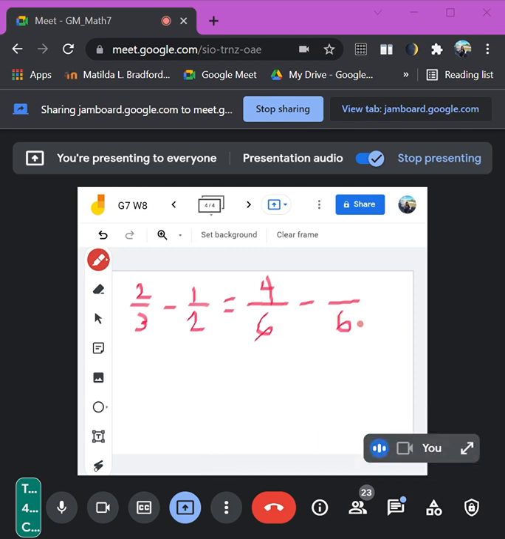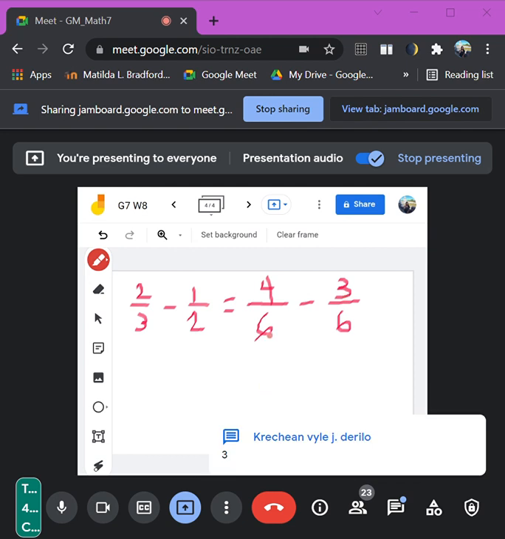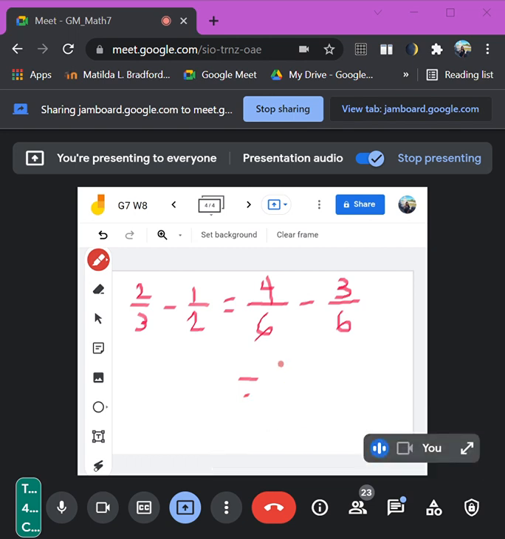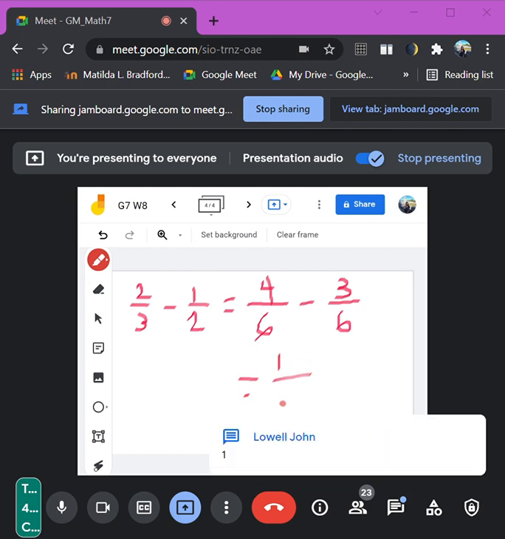Now, on to the other side. 6 divided by 3, 2. 3 times 1 is 3. Now, subtract, class. What is the result? 4 minus 3 is 1. Copy the denominator, 6. And voila, you're finished.